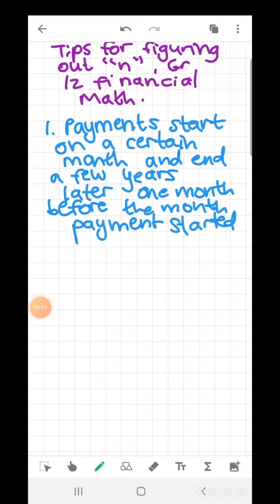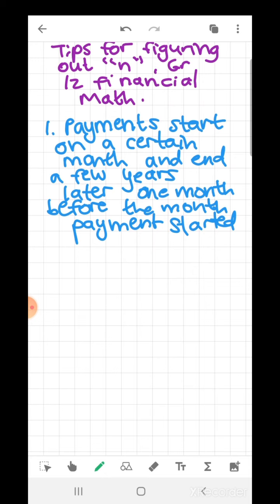Hey guys, so what I've noticed is that a lot of people struggle with figuring out N in financial maths. The reason I'm saying figuring out and not calculating is because sometimes they tell you that a deposit was made on 30th June, whatever it was, and then the last payment is made in May of the following year or something like that. So you could actually physically calculate it, but I noticed that people calculate that wrong, and it's because they look at N as a number of years. They don't look at N as a number of payments.